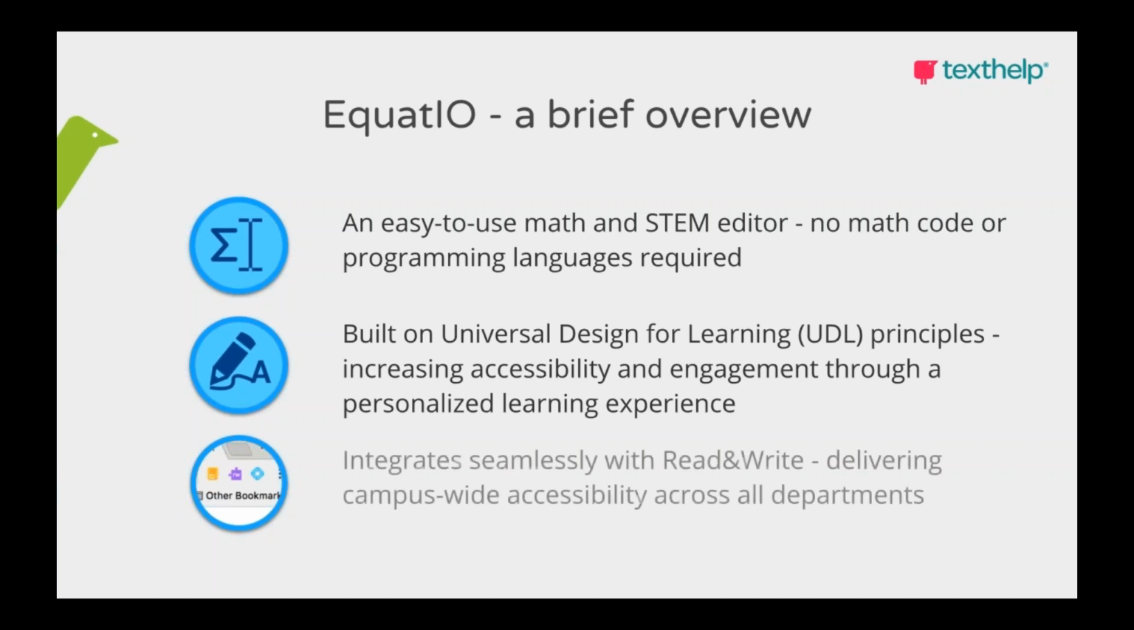Finally, EquatIO integrates seamlessly with Read&Write, TextHelp's flagship literacy product, and so it delivers campus-wide accessibility across all departments. Most of you are here because you've implemented Read&Write. Through this integration, math and STEM content can be read aloud as well. It really broadens the ability for students to choose to go into the STEM field and not feel boxed out.